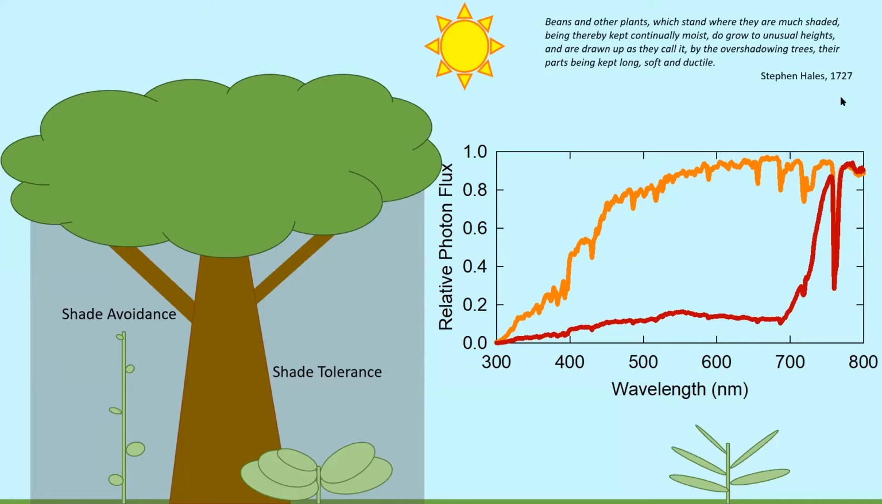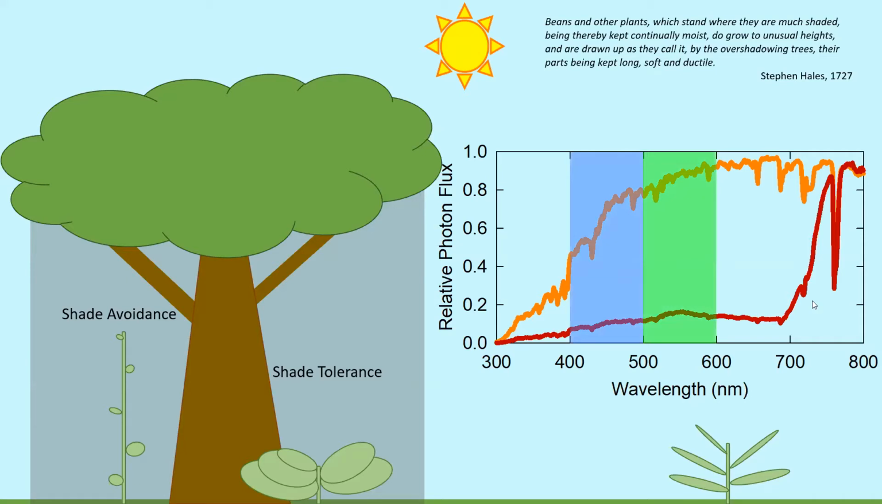But this is his quote: "Beans and other plants which stand where they are much shaded, being thereby kept continually moist, do grow to unusual heights and are drawn up, as they call it, by the overshadowing trees, their parts being kept long, soft, and ductile." So this is a quote from several centuries ago, basically mentioning that this shade avoidance morphology occurs when you put a plant in the shade. Although he did observe this, really it was the late 1960s and early 1970s that we started realizing that these shifts in spectrum induce these changes.